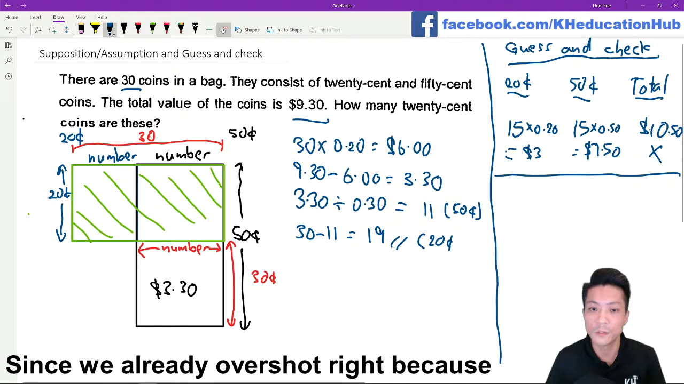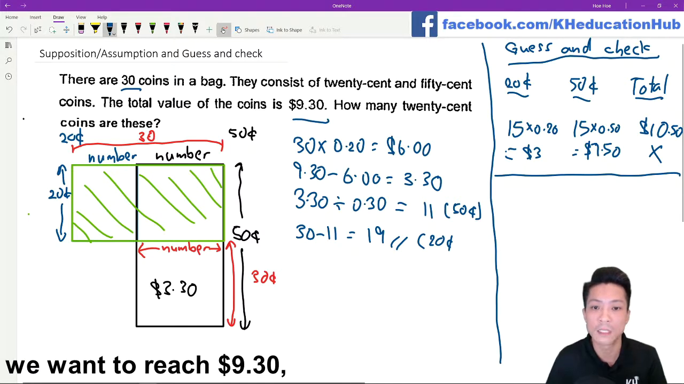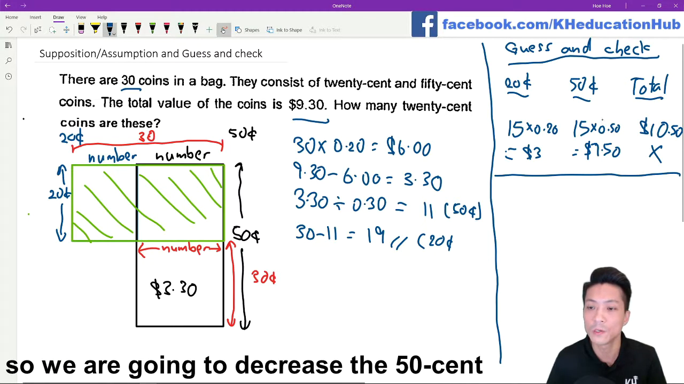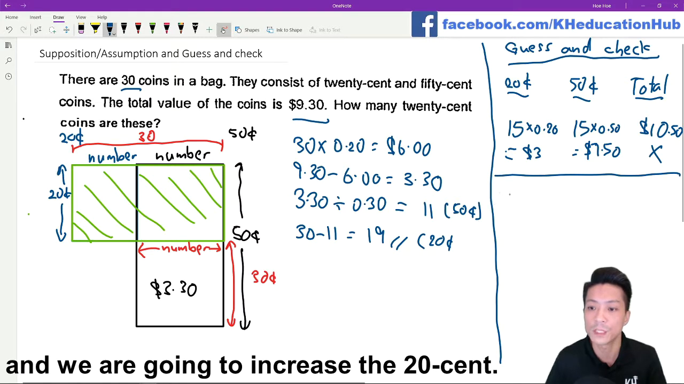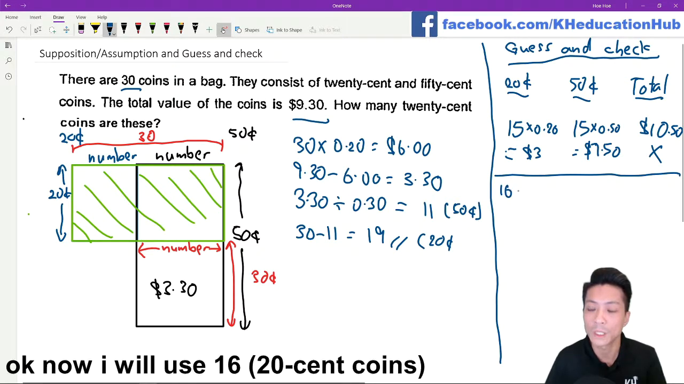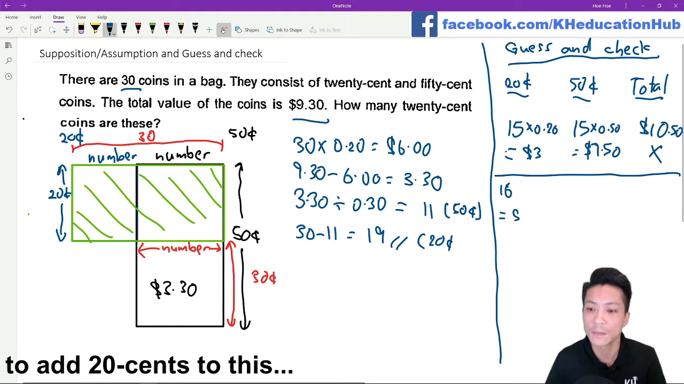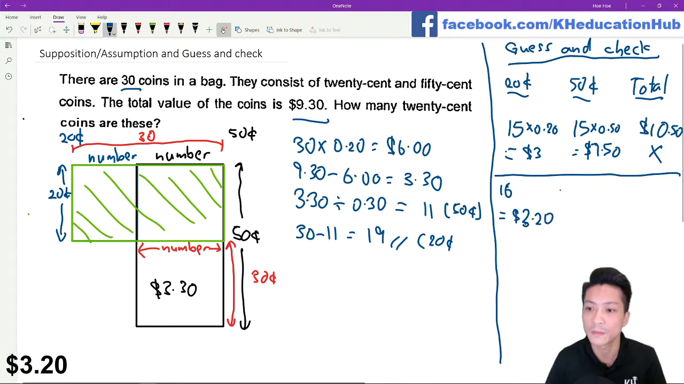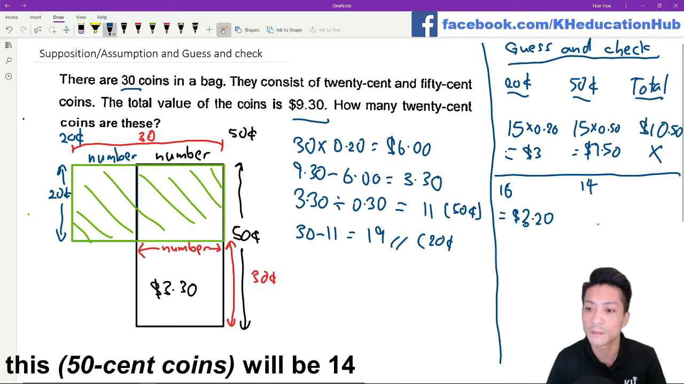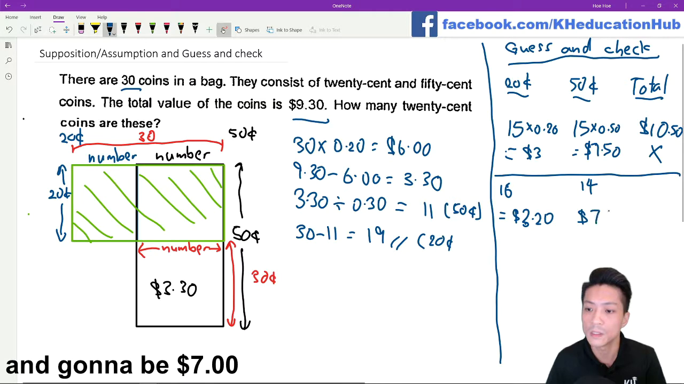Since we have already overshot, because we want to reach $9.30, we are going to decrease the 50 cent and increase the 20 cent. Now I will use 16. I do not need to multiply because I just need to add 20 cents to this. $3.20. This will be 14. Gonna be $7. The total will be $10.20.